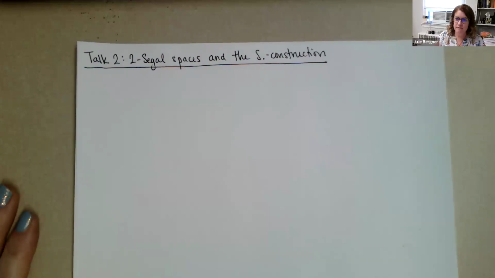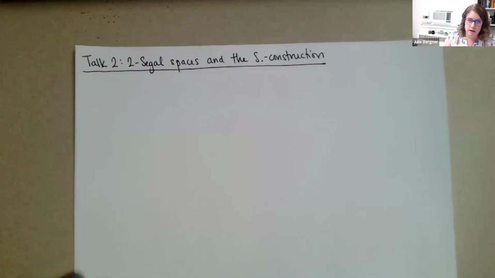Great. Thanks again, Sarah, for the introduction. So last time I introduced just the discrete version. I talked about one Siegel and two Siegel sets. These are just simplicial sets satisfying some properties.